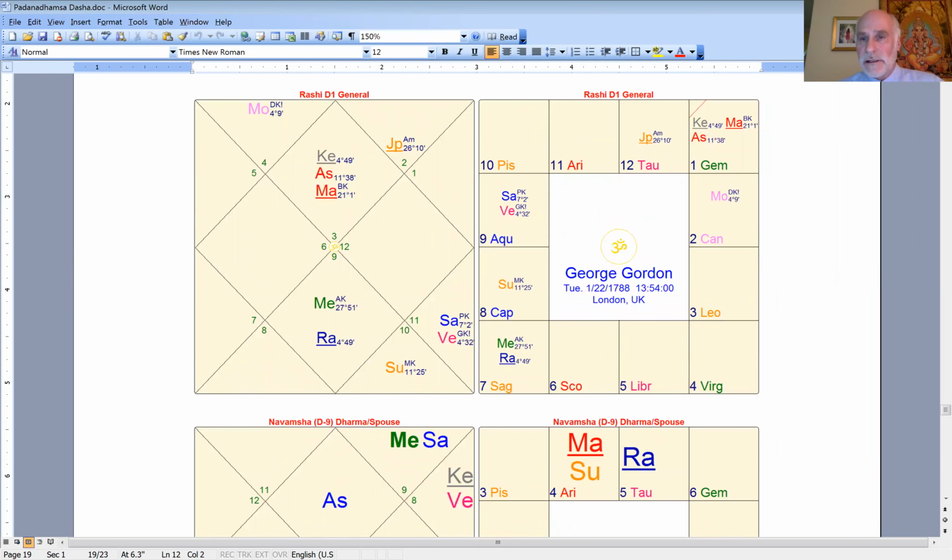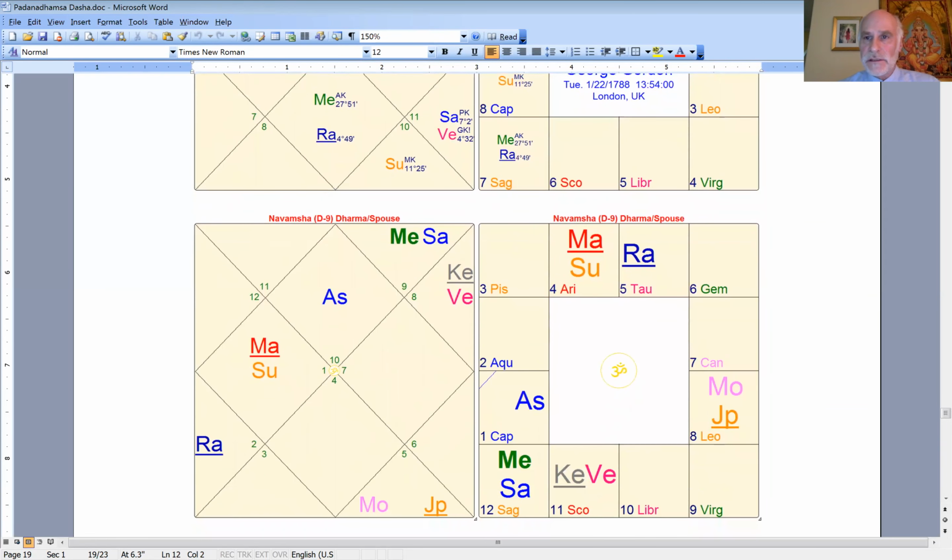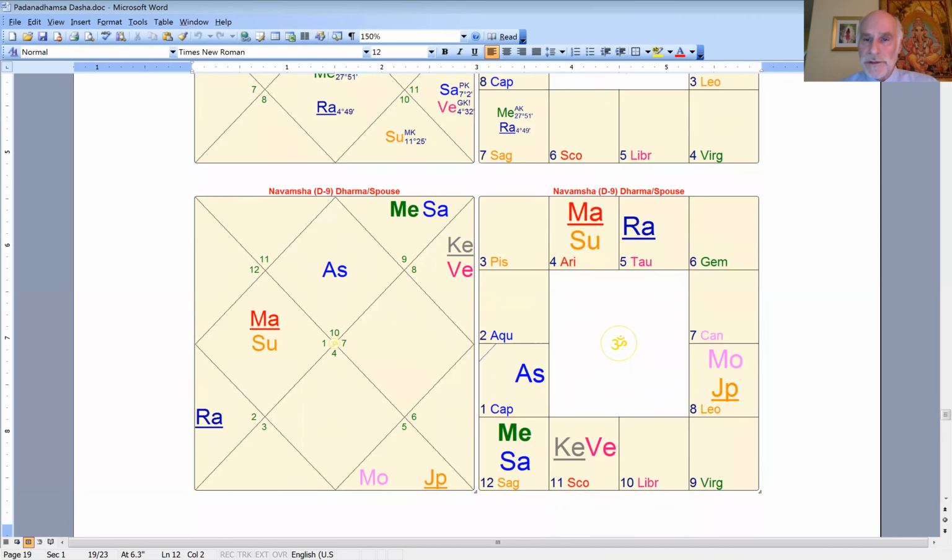So in his case, both the birth lagna and the Aruda lagna, Pada lagna, are going to be the same, ruled by Mercury. And if we see his Mercury in Navamsha, we'll see that it's in the same sign it is in the birth chart, meaning it's Vargotama, in which case, in his birth chart, we're going to realize that the Padanadhamsha Dasha is going to start from the sign Sagittarius.